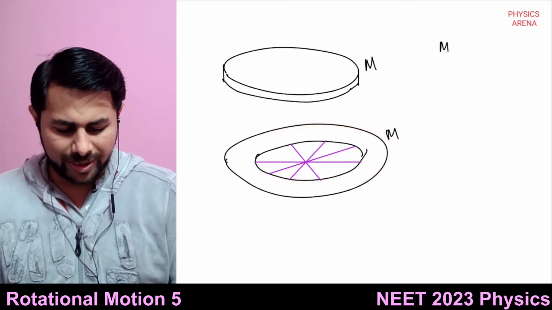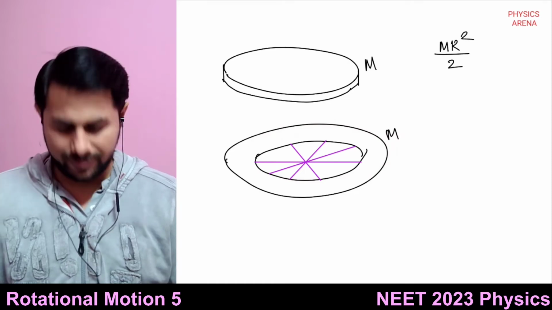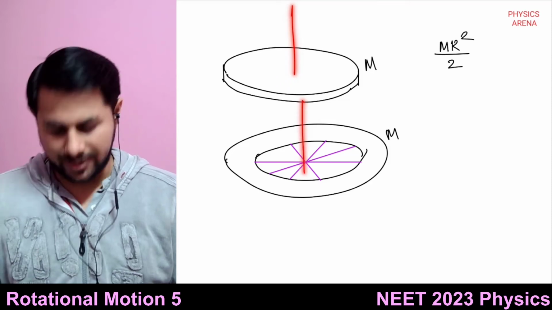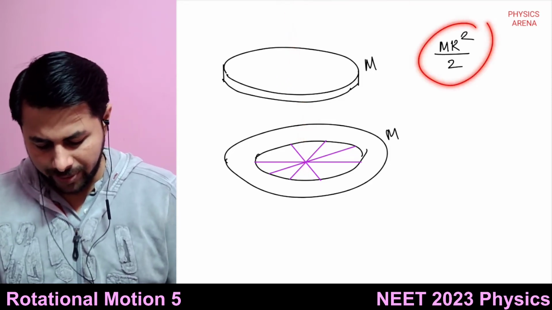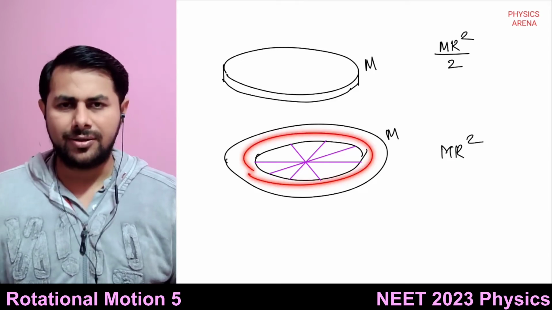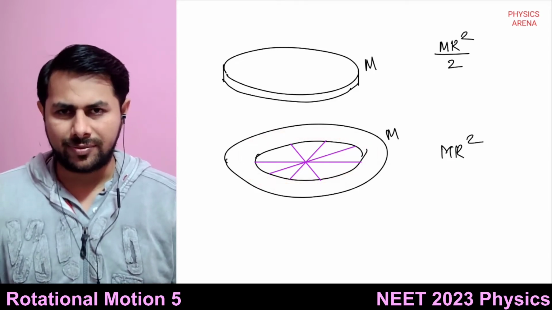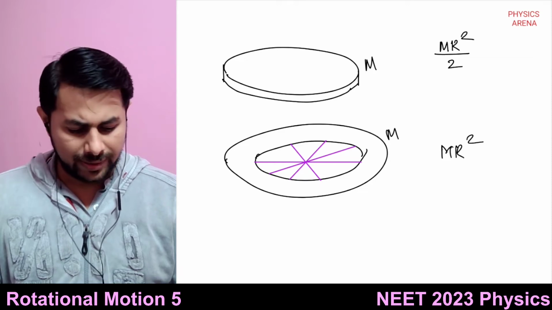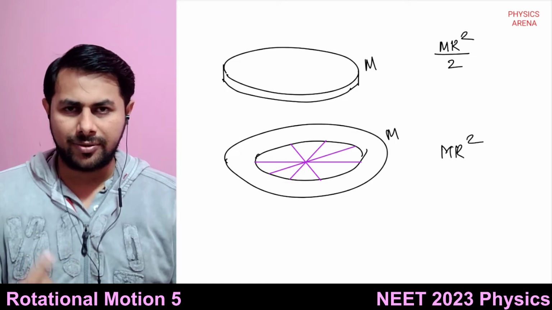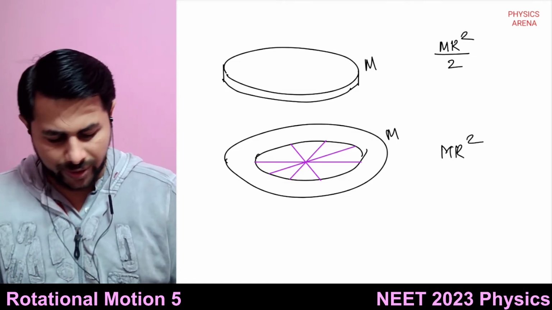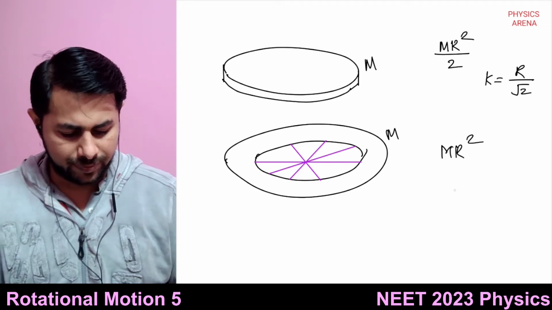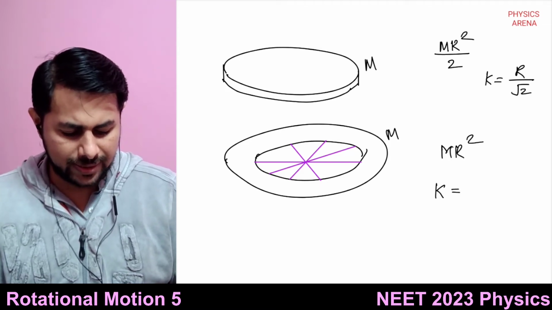Which one will have more moment of inertia? Because the moment of inertia of a disk is mr square upon 2. The question is about this axis, right? Natural axis. So it is mr square upon 2, and this is mr square. So this kind of wheel will have more moment of inertia, right? So the radius of gyration of this ring will be how much? For a disk, k is equal to r upon root 2, and for a ring, k is just equal to r.